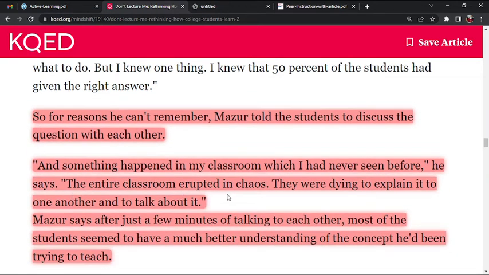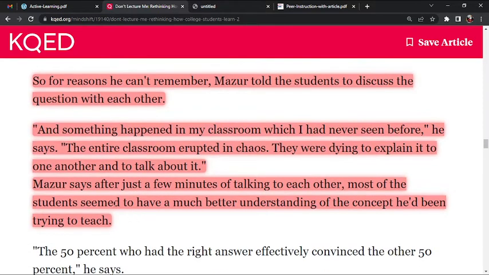He says, the entire classroom erupted in chaos. They were dying to explain it to one another and to talk about it. And that is why, as we learn data science, the best way, or the easiest way, for you to remember but not just memorize, is for you to have that dying urge to explain it to another person or to talk about it or to teach it, and you'll be able to remember and implement what you are learning.